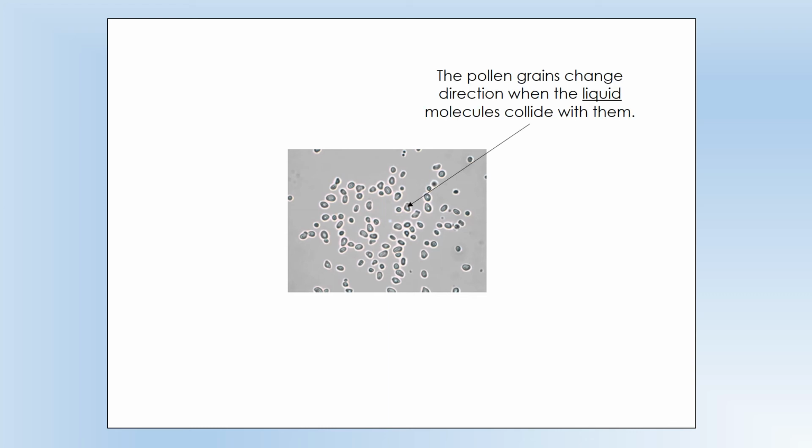With pollen, which is the first one that history tells us was done, this is all embedded in water. So what you can see around the pollen is all water, and these are your pollen grains. And you see exactly the same thing. The pollen grains change direction when the liquid molecules collide with them, and the pollen grains therefore move in random motion. So what we can see is that both liquids and gases give us this random motion, which is how we're able to describe their nature right back at the start of the video.